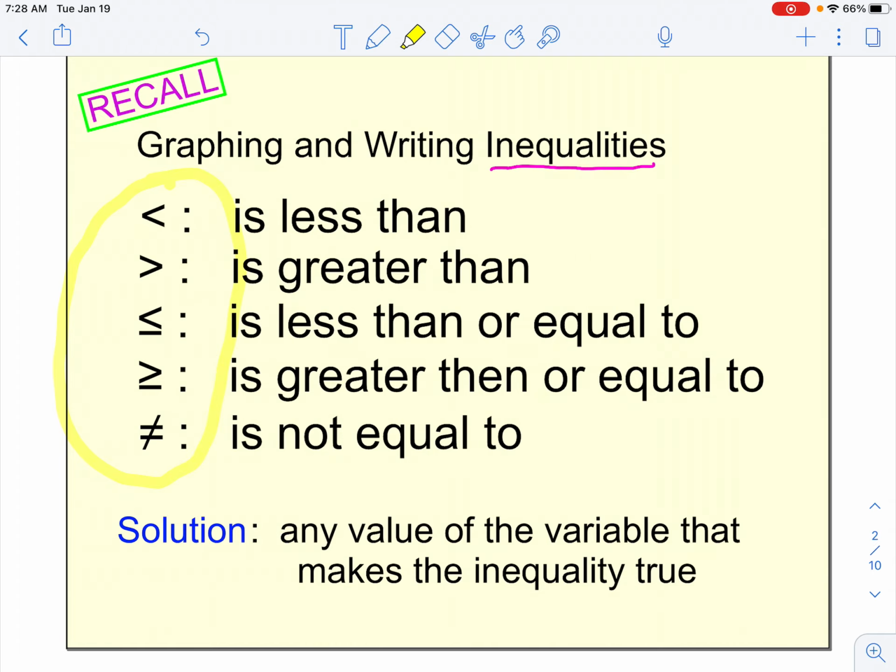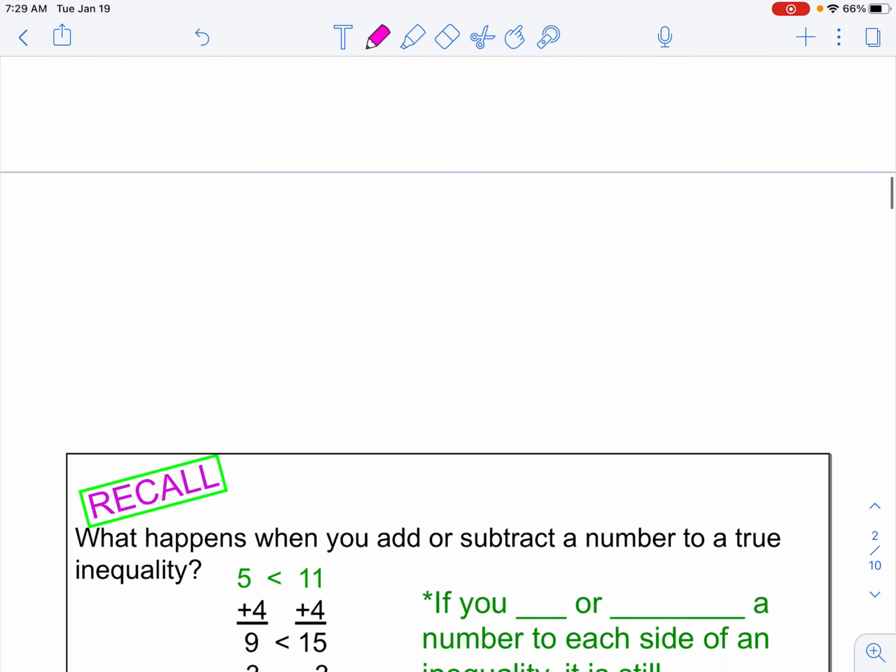Okay, so most of our equations are like 2x plus 3 equals 10. So they're equals. These are inequalities. They're not going to be equal. They're going to be greater than or less than, or greater than or less than or equal to, or not equal to. So much like in a regular equation, the solution is any value of the variable that makes it true, just like we have done before. The difference here is they're not usually just one single answer.